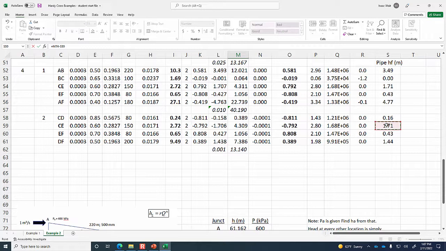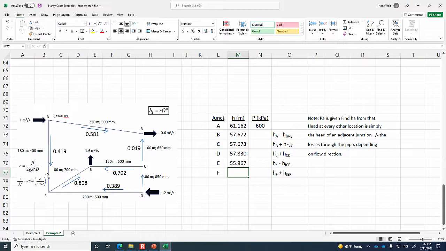Okay, and then finally, junction F. We have a couple of different things we could do to get the head at F. We could either say it's the head at A minus this loss through AF, or we could say it's the head at E plus the losses through EF, because we know the head at both A and E. Or we could do it from D even. We could say it's the head at D minus the losses through DF.